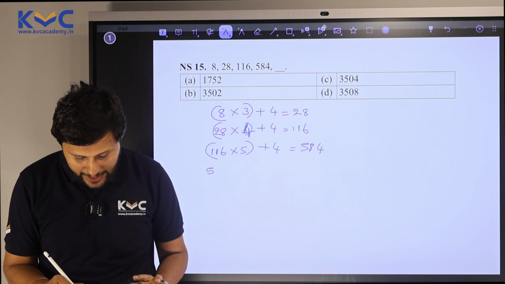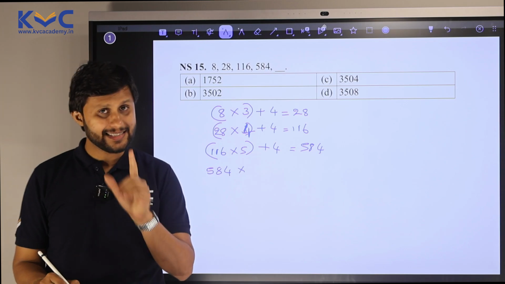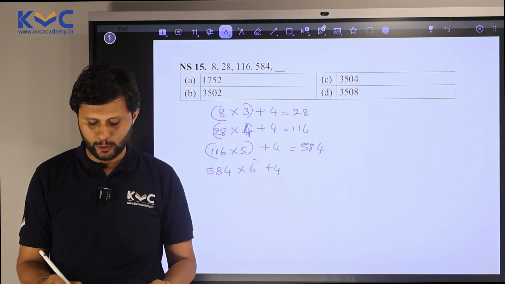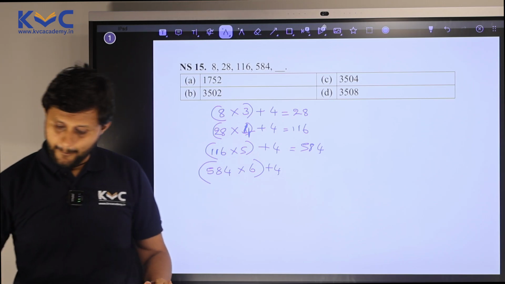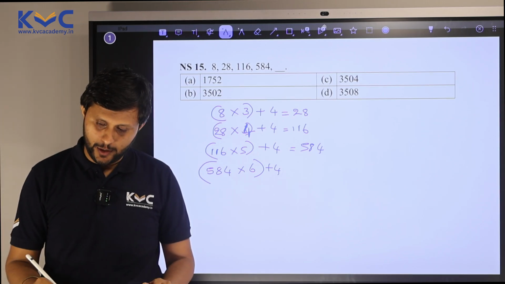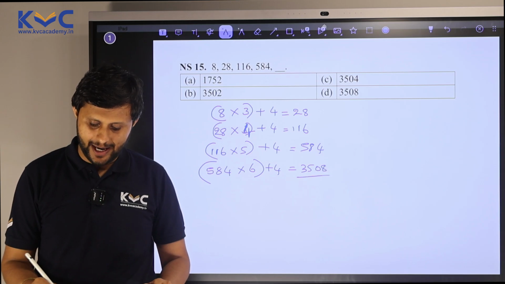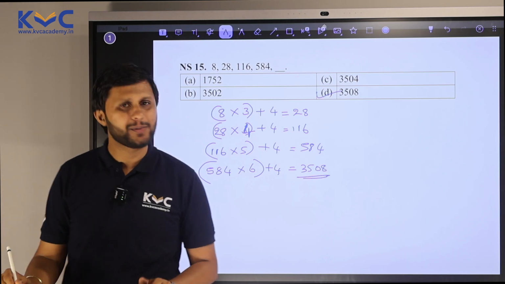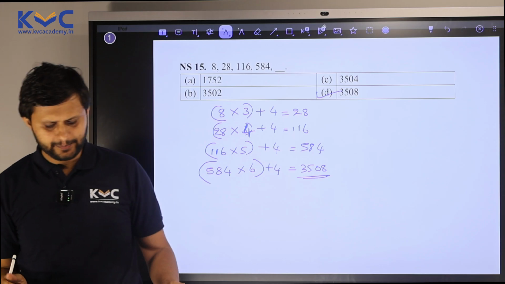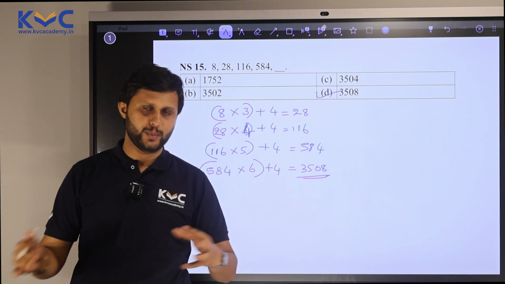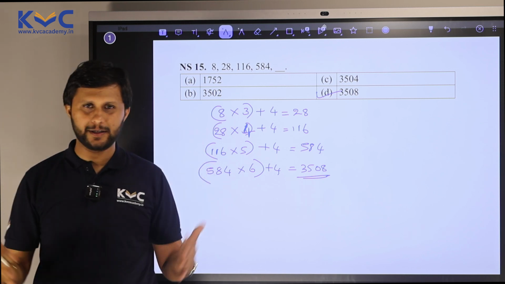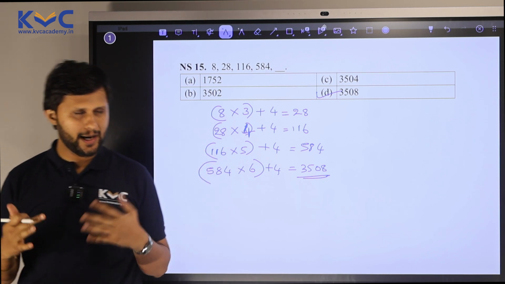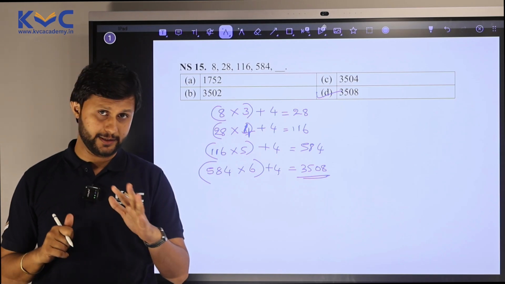And now 584 into 6 plus 4. 584 into 6, 3504 plus 4, which is equal to 3508, which is there in option D. 15 done. So we are combining addition, subtraction, multiplication, division, perfect square, perfect cube, and combinations of all of this.